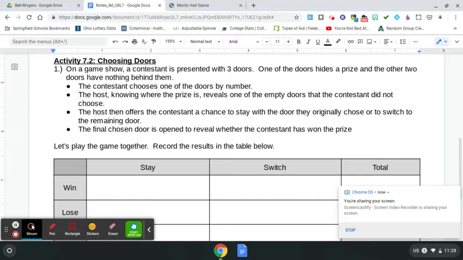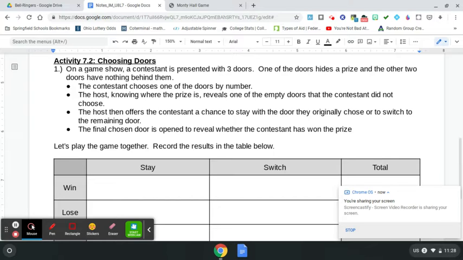So what you do is a contestant chooses one of the doors by number. The host, knowing where the prize is, reveals one of the empty doors that the contestant did not choose. So for example, let's say the car is behind door number 1, but the contestant chooses door number 2. Obviously, the host knows where the car is, so he's going to present the person door number 3. He says, okay, I know you chose 2, but here's door number 3, and it's always going to be a goat. That guy is always going to show you the goat. So now it's up to you to make a decision.